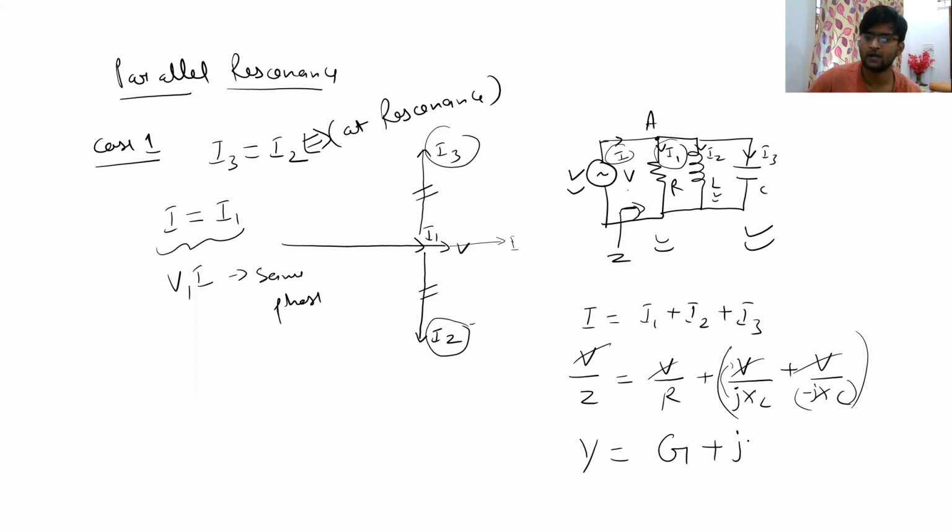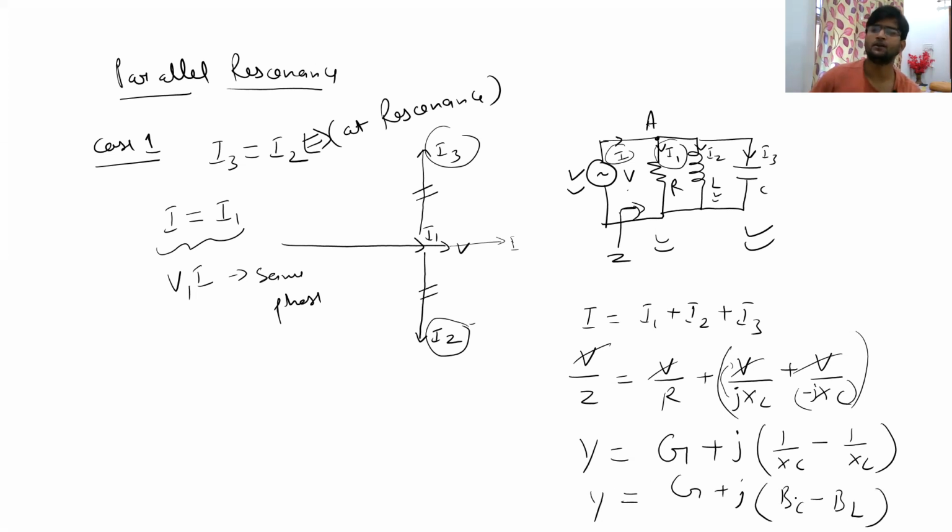So you can take J as common, and you can write it as 1 by XC minus 1 by XL, right? And I already told you in the previous sections that you can call 1 by XC as BC and 1 by XL as BL. So these are called G plus J, BC minus BL.